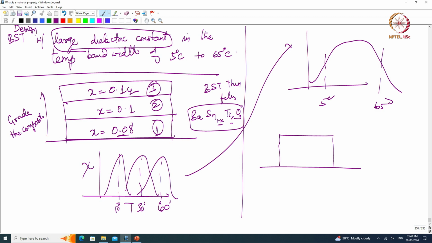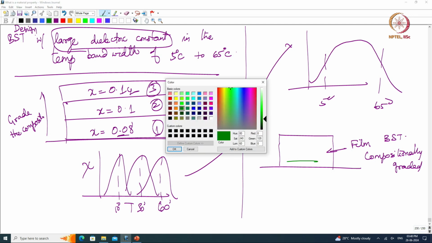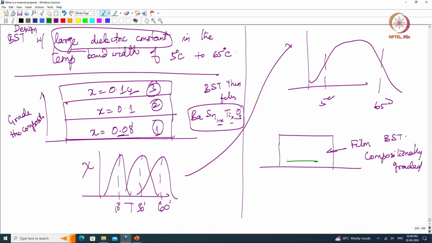So this is my film of barium strontium titanate which is compositionally graded. I do not know how to draw grading here, but let me try. There should be some function to draw grading. Fine, does not matter, I am just grading it. So x is increasing from bottom to top.